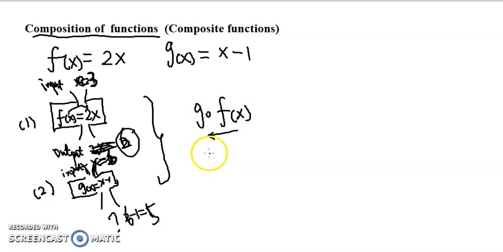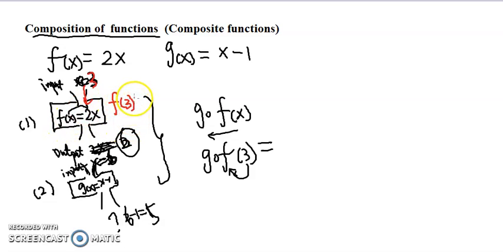In this case, for example, if the input is 3, that means this x is 3. So the function we got is called the composition of G and F. If this x takes 3, what are we going to get? You can see why we put F first, because 3 is the input of F, because 3 goes into F. Let me use the vending machine to help us understand this for a second.